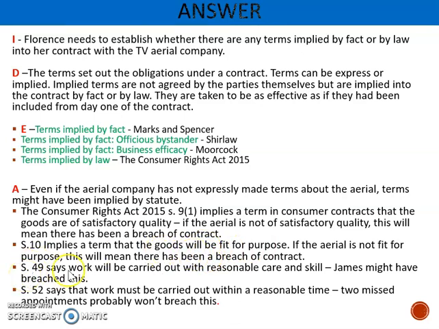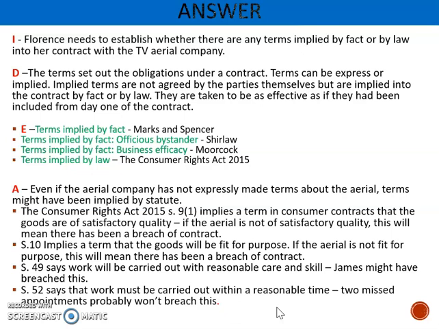Section 49 says that work will be carried out with reasonable care and skill. We could talk about the fact that maybe James might have breached this by dropping his tools. But to be honest with you, I don't think that's really significant enough. Anyone can drop something. I probably wouldn't think that's enough for section 49. And equally, section 52, we could argue maybe that he's missed appointments, so maybe he's breaching the implied term that it should be carried out within a reasonable time frame.